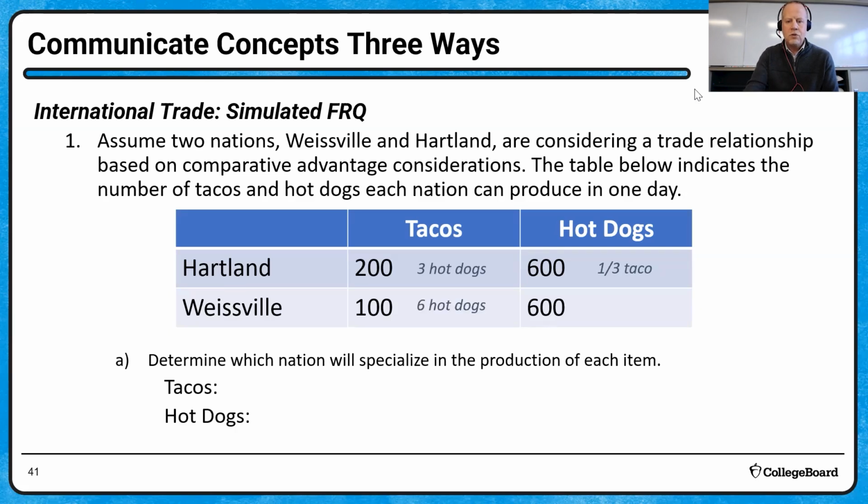And in Weissville, we do the same thing. The opportunity cost of a taco is going to be 6 hot dogs. And the opportunity cost of a hot dog is going to be 1/6 of a taco.